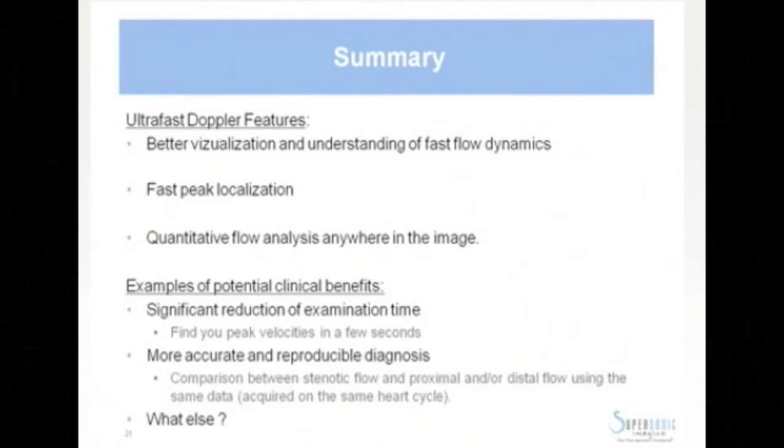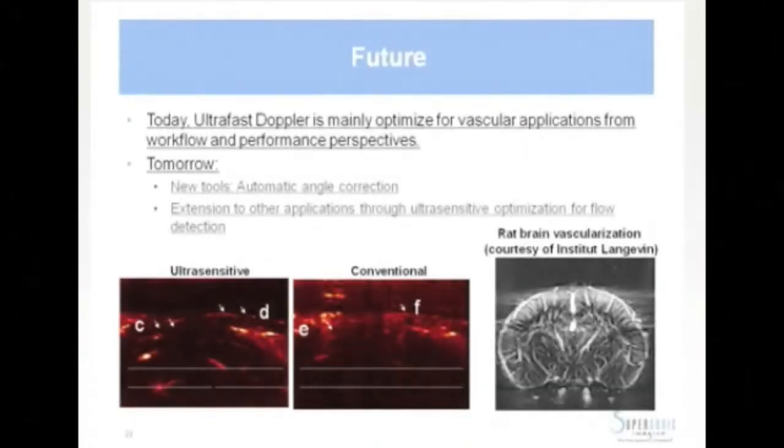And then extend to other applications through a mode that would be not high frame rate, but more ultra sensitive to increase the capacity of the ultrasound system to detect flows. And I just want to share with you some preliminary work that we are doing in collaboration with Institut Langevin. So this is a thyroid, with conventional ultrasensitivity. This is research data, so don't bother about the quality of the image. But at least we can see that we are able to detect small vessels with the ultrasensitive mode and the ultrafast Doppler mode compared to conventional.